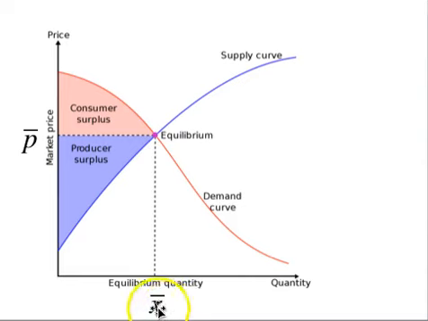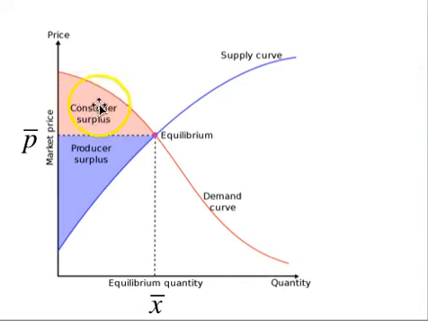The equilibrium quantity, X bar, P bar, right? This is the demand and supply that we get for this given price. Here's where the supply curve and the demand curve intersect. That is our point of equilibrium. That'll be something that we'll be looking at.